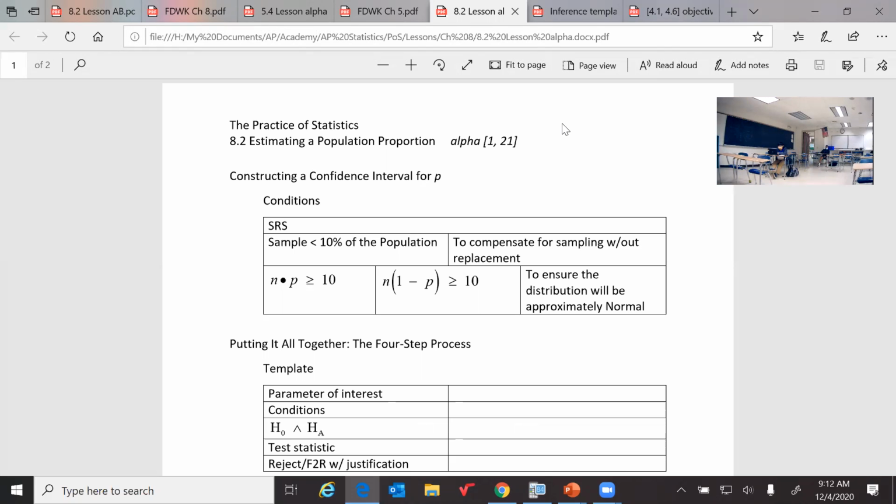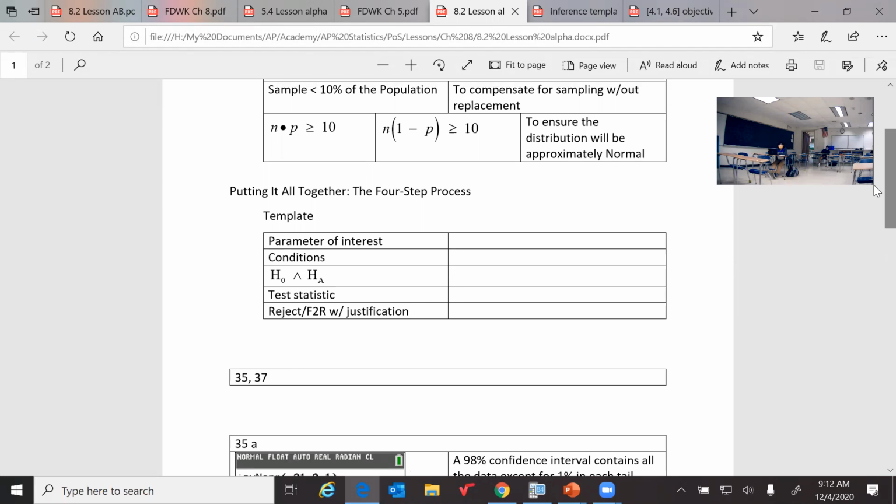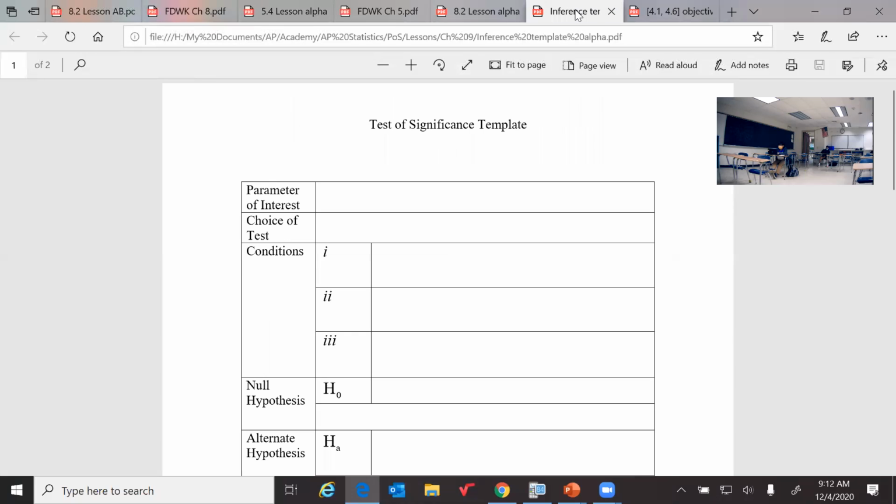The template. Here's what you have to do. All of this. The parameter, what you're trying to study, the conditions, the null and the alternate, which we didn't get to yet, the test statistic, reject or fail to reject with a reason. Now, you don't need to write that down because this document is in Canvas. It's in the Chapter 8 folder. It's the inference template. And once we get really into Chapter 9, I use this to do the homework. So you'll be used to it.